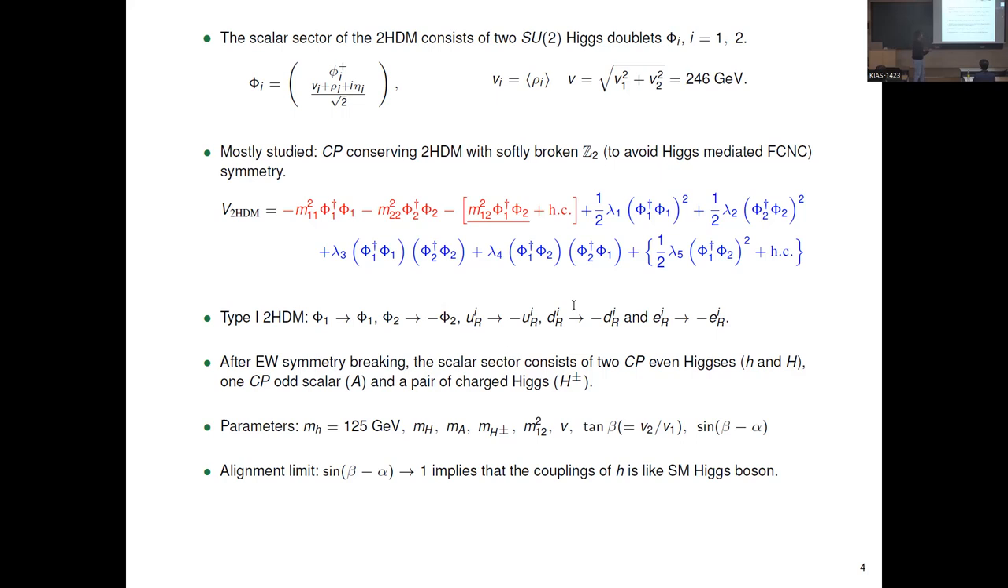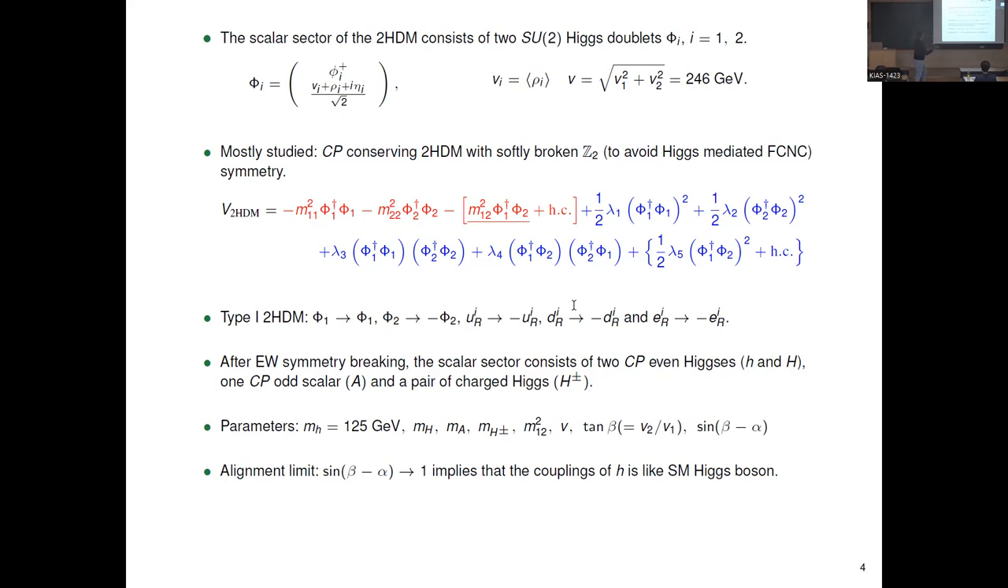And in the standard hierarchy, the other CP-even Higgs is considered to be heavier compared to this 125 GeV Higgs. So the independent parameters are the masses of the Higgs bosons, the Z2 breaking term, this M12 squared over here, the electroweak vev, tan beta, which is the ratio of the vevs v2 and v1, and sin(beta minus alpha). This alpha is the mixing angle between these two CP-even Higgses.